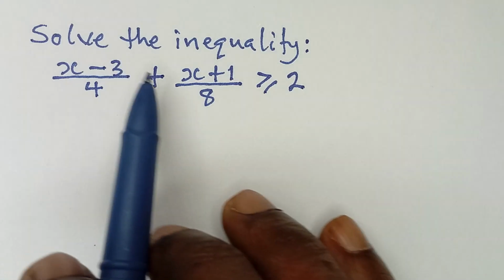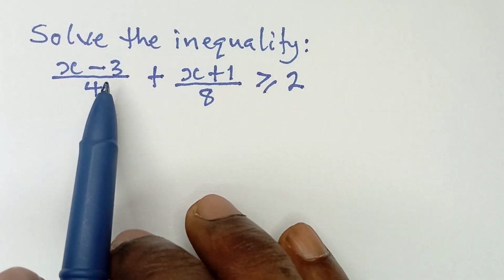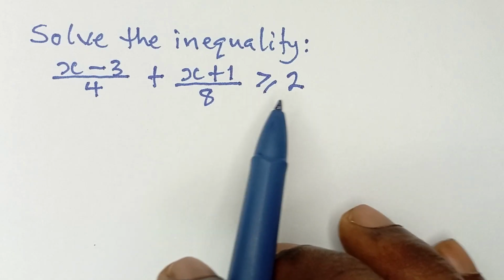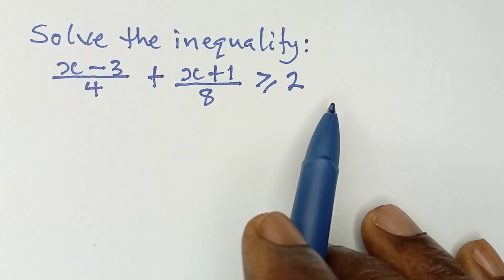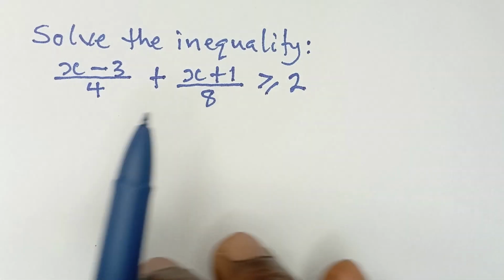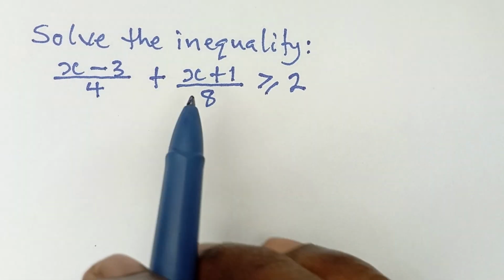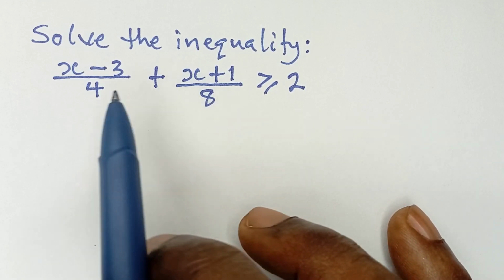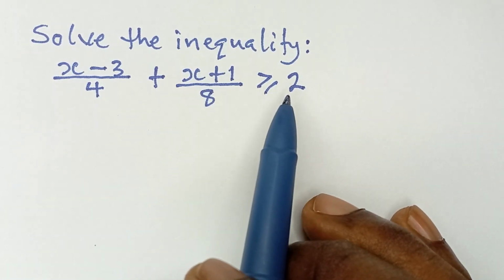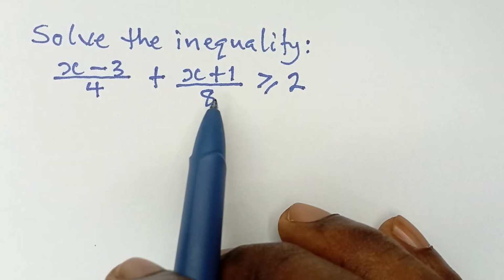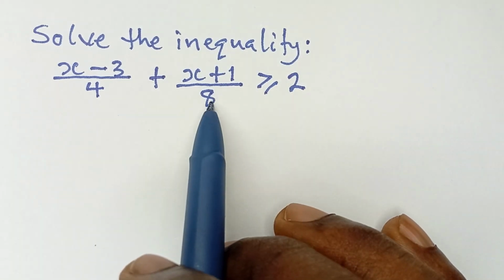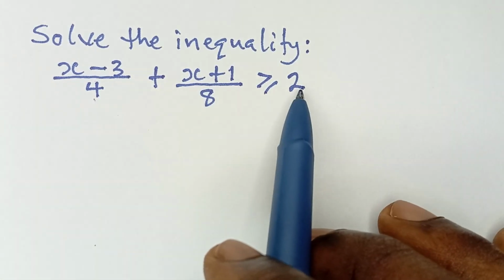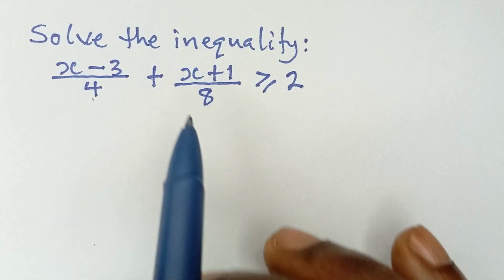The question says solve the inequality (x minus 3) over 4 plus (x plus 1) over 8 is greater than or equal to 2. Now, for us to solve this, the simplest method of clearing out fractions from this inequality is to multiply each term by the LCM of the denominators. So I have 8 and 4 here. The LCM is 8. So I'm going to multiply each term, including the right hand side, by the LCM 8.